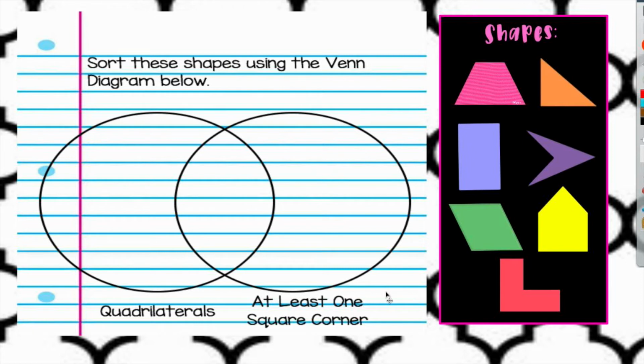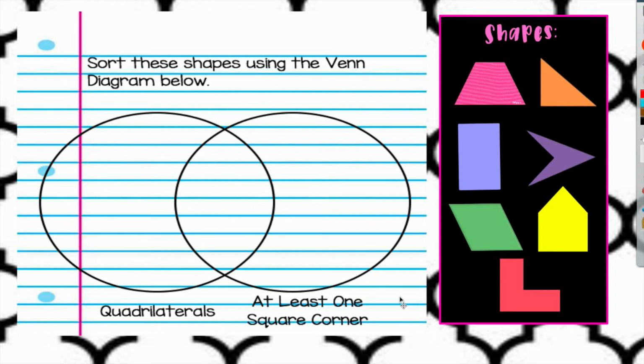So, as you may know, a Venn diagram has 2 circles that overlap. In this circle, we're going to sort the shapes that are just quadrilaterals. In the second circle, we're going to sort the shapes that have at least one corner square. And in the middle, we're going to sort the shapes that have both of these attributes. So this shape would be a quadrilateral and it would have at least one corner square.